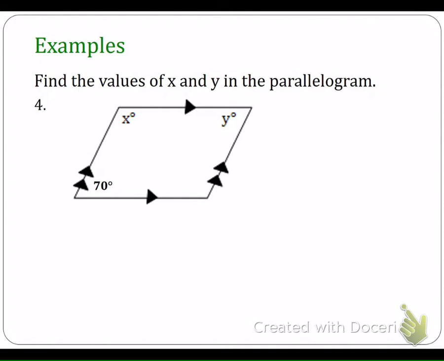All right, number 4 says find the value of x and y in the parallelogram. Do you see how opposite sides are parallel? So it's a parallelogram. What do I know about the angles in a parallelogram? The opposite angles are congruent. So if this guy's 70, what should y be? 70. Now, what do I know about consecutive angles? They add to 180.